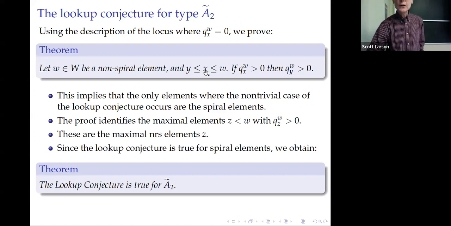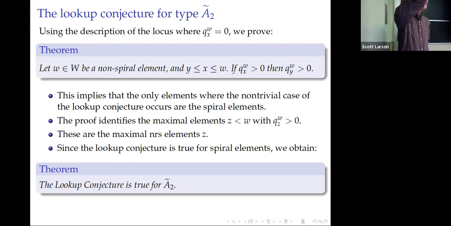If when we start off with QWX, if QWY were always positive, then there would be no lookup conjecture. Because if this were positive, then this would be positive. And once I hit a non-rationally smooth element, the first non-rationally smooth element, Q is positive. Any element below that, Q would also be positive, and therefore only the trivial case of a lookup conjecture would occur. So this theorem says that if it's a non-spiral element, only the trivial case of a lookup conjecture occurs.